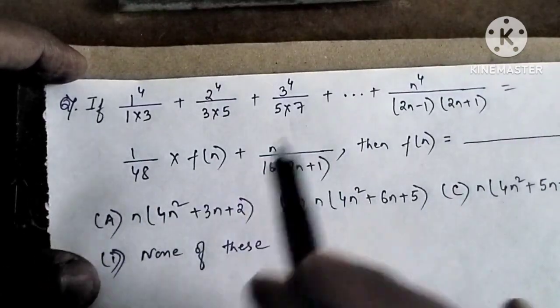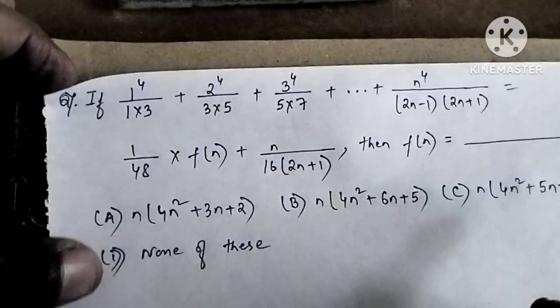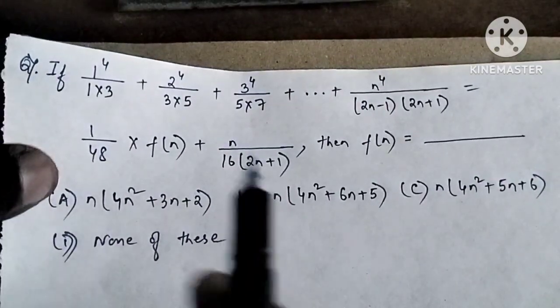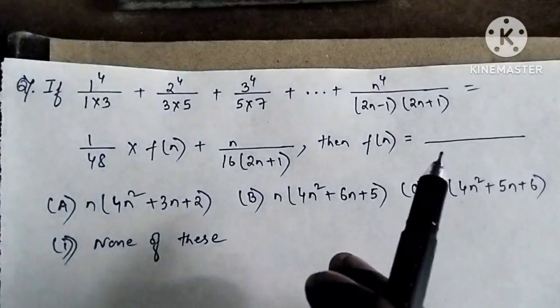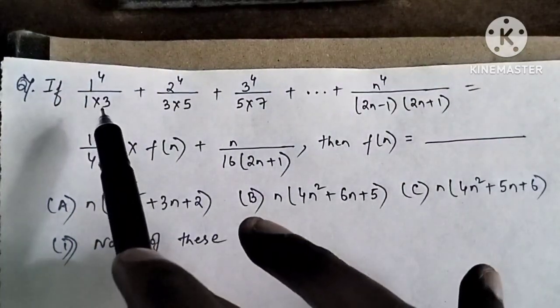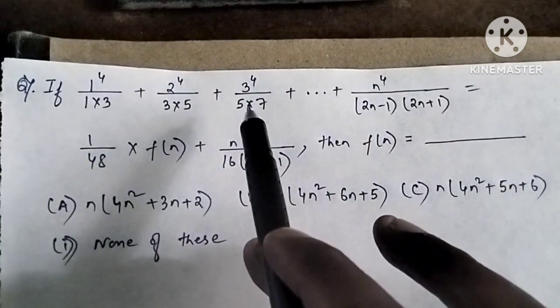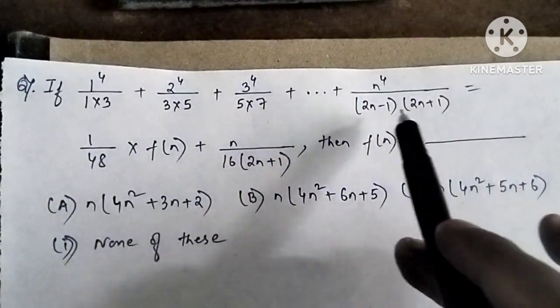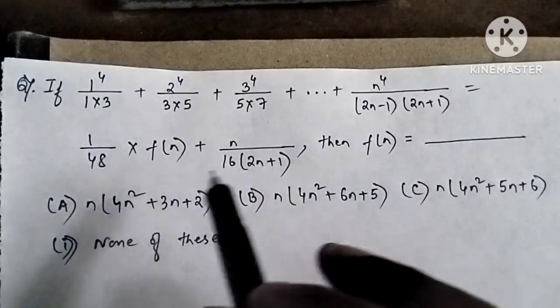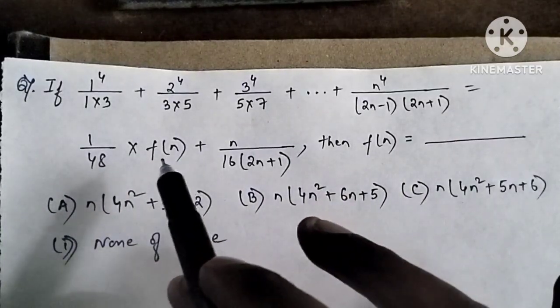Four options have been given. You have to find which one is correct among these. This is the given series. This is the first term, this is the second term, this is the third term. In this way, this is the nth term. The nth term is given to us. We have to find the value of f of n. Clear?